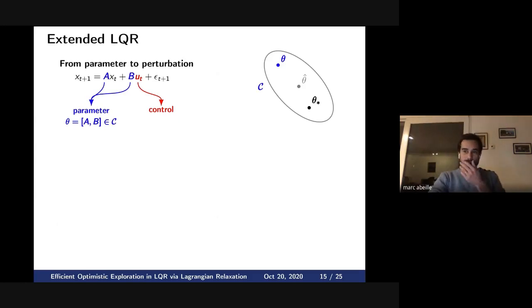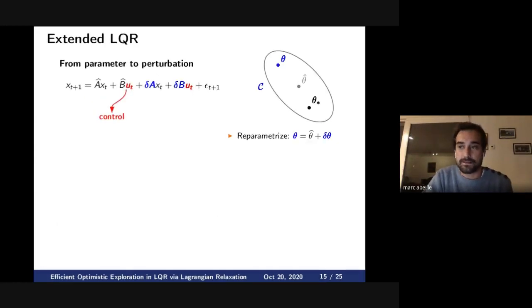So in order to isolate the optimistic search, what we do is that we first reparameterize theta in curly C around the current least square estimate theta hat. And theta hat is the center of the ellipsoid. And as a result, we replace the choice of a parameter theta by the choice of a deviation delta theta from theta hat. And we can plug this back into the linear dynamics and basically cast the choice of a deviation delta theta into a choice of an optimistic perturbation, W_t, that varies from time to time. And this is how we put back the parameter into the control.